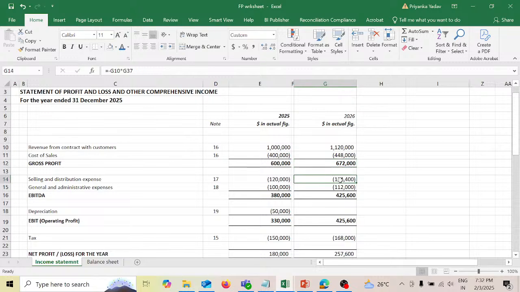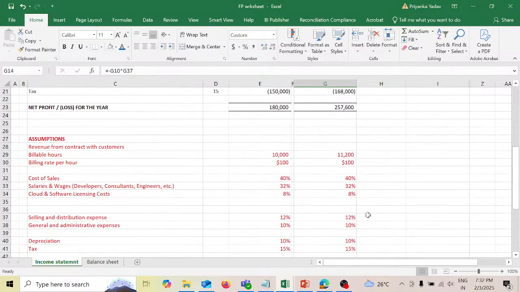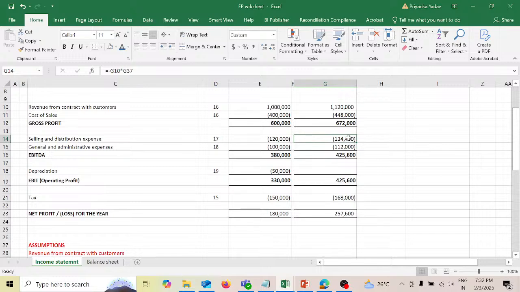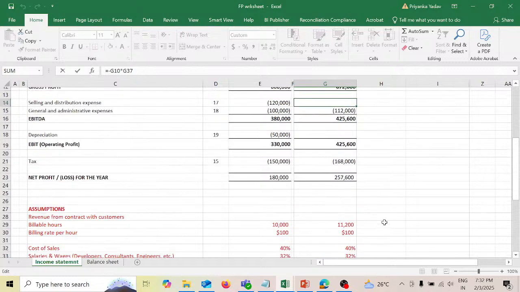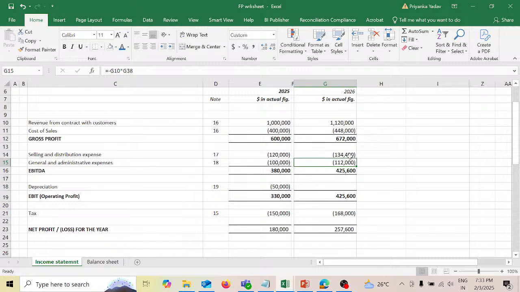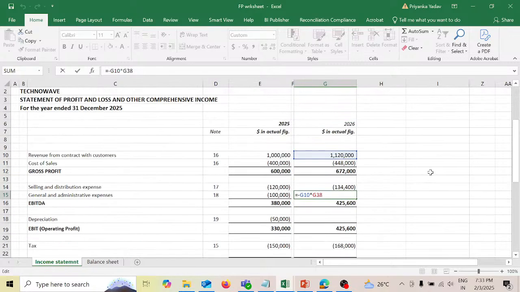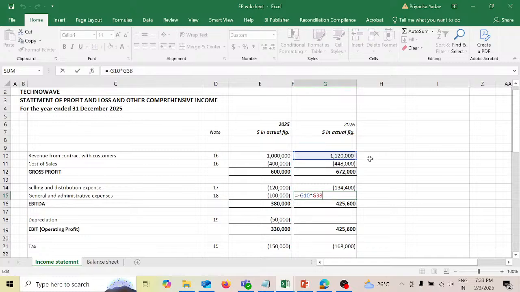Selling and distribution expenses, over here this is 12%. So 12% of your revenue. This is your assumption of 12%. Revenue this year is 11,20,000. So on the basis of the assumption, you're getting your selling and distribution expenses. Similarly, I've calculated the administrative expenses. If I see, this is 10%. So 10% of your revenue this year.